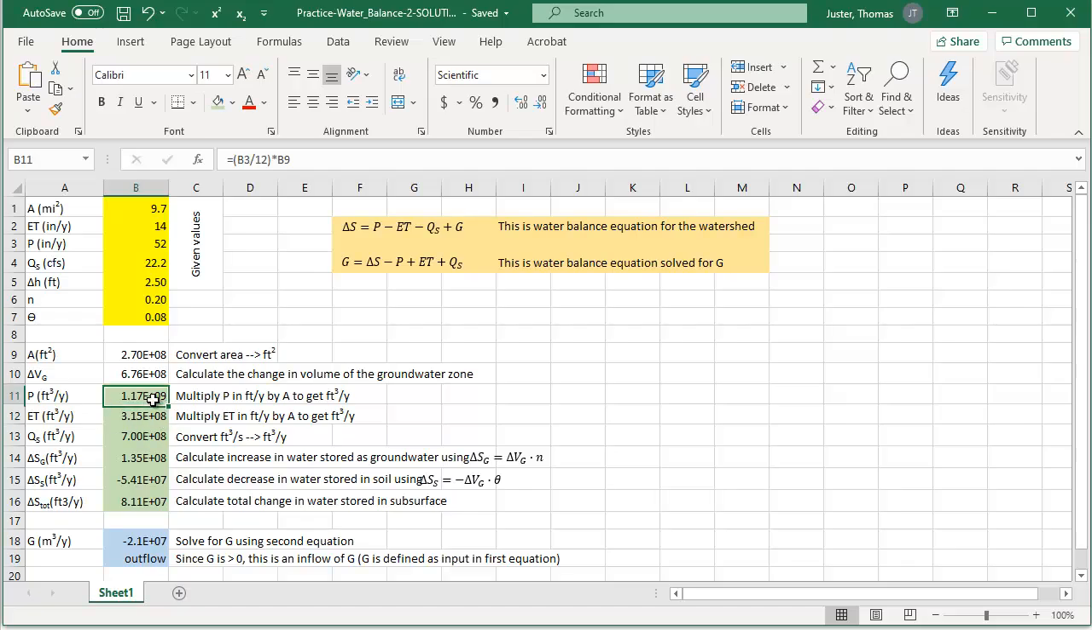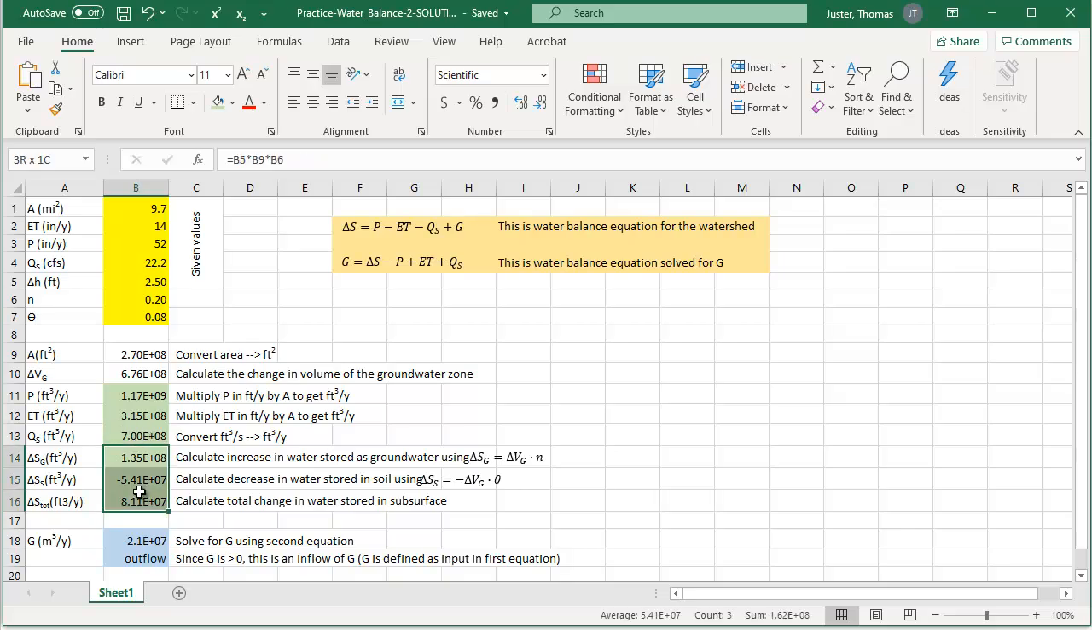So these things, it's a pretty similar process to what we did last time. The stream flow, remember, is given in cubic feet per second, but my standard unit here is going to be cubic feet per year, so I have to convert that from cubic feet per second to cubic feet per year by multiplying by the number of seconds in a year. I do that again.